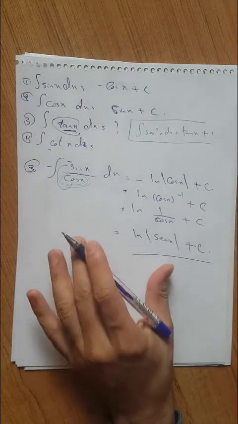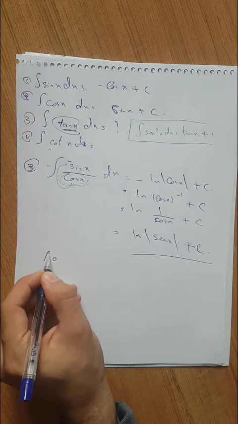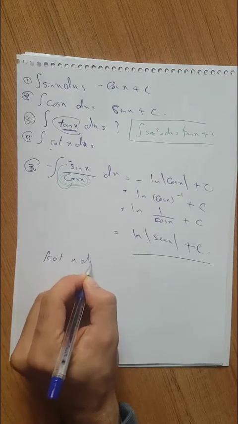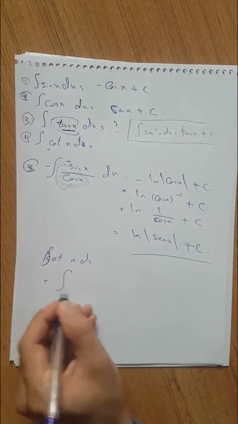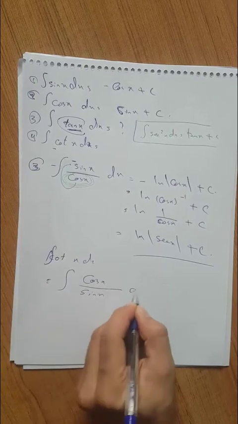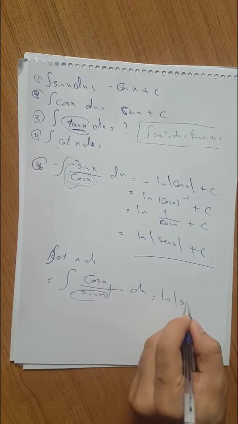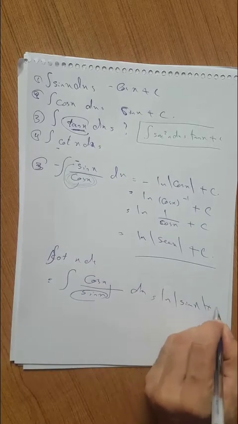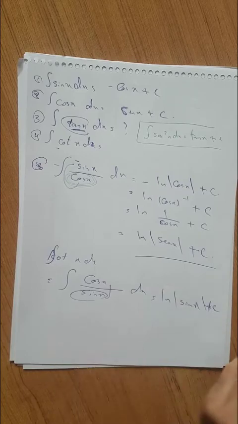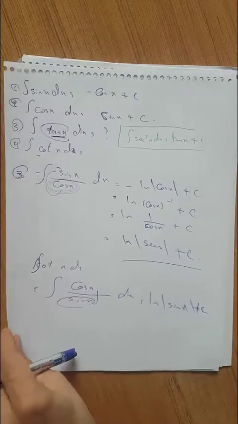So in general, how about cotan of x dx? You know, cotan is equal to cosine of x over sine of x dx, and the derivative of the denominator is cosine of x, so it is equal to ln of sine of x plus c. It's easy. You can see that. It's very easy.